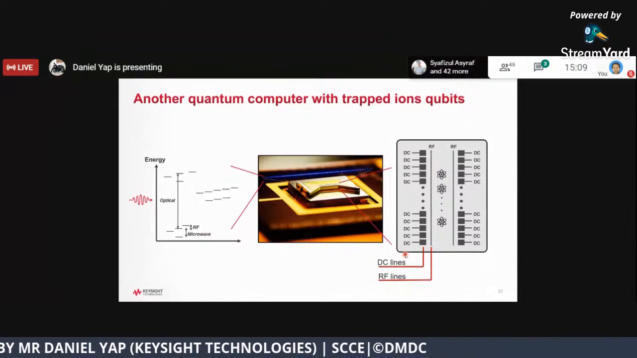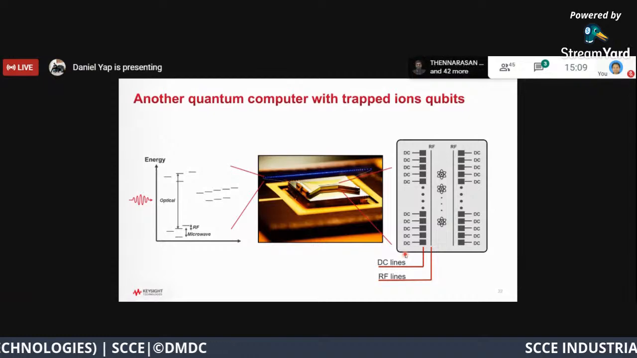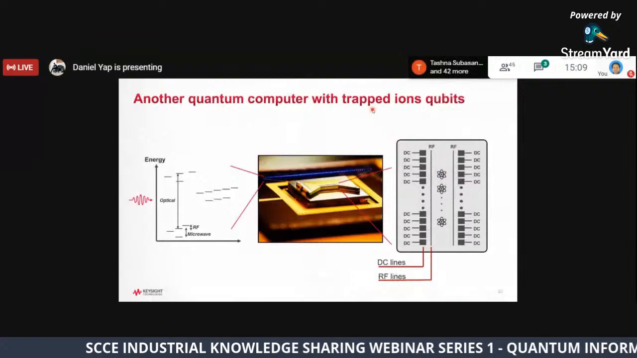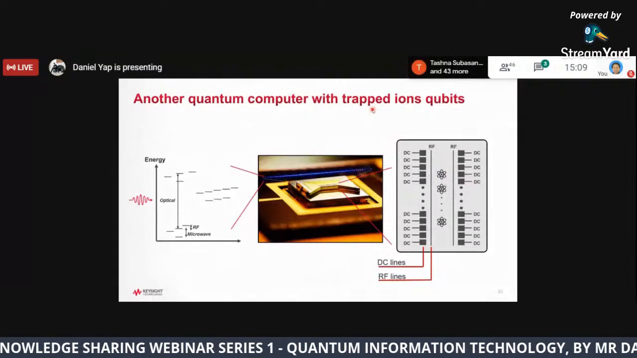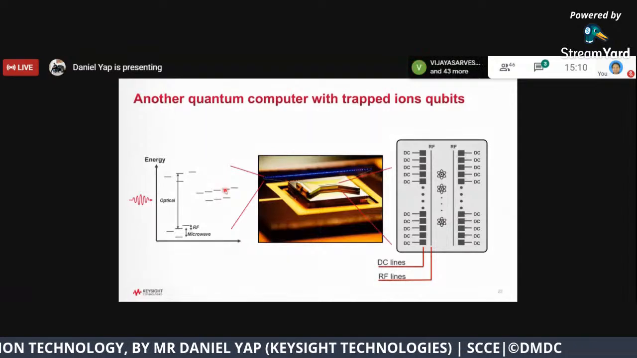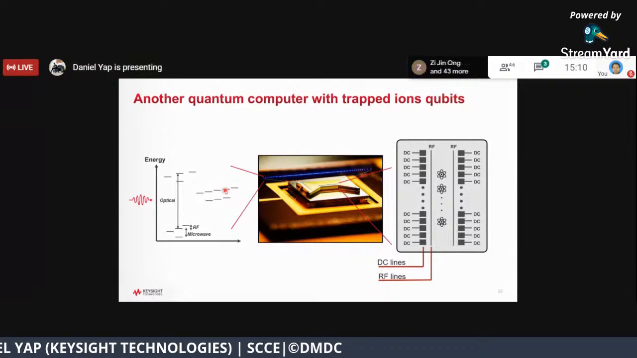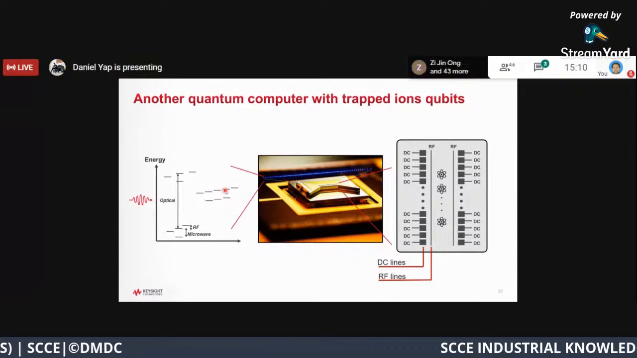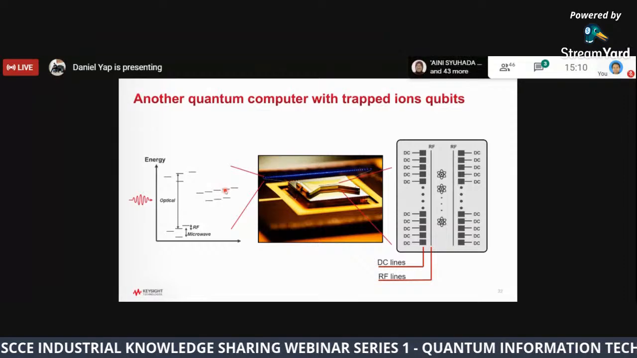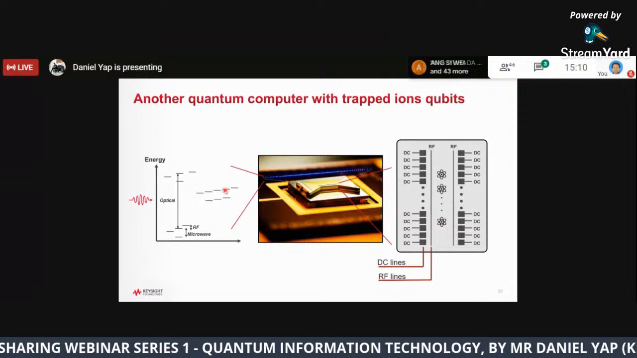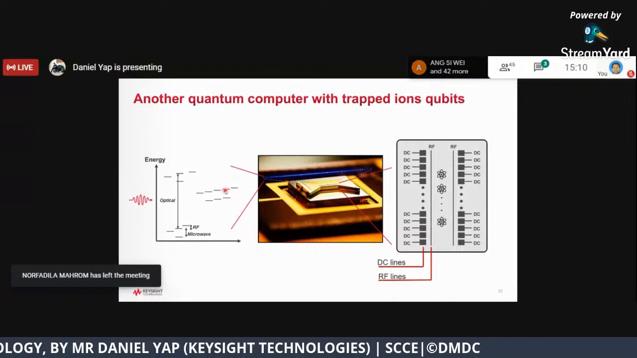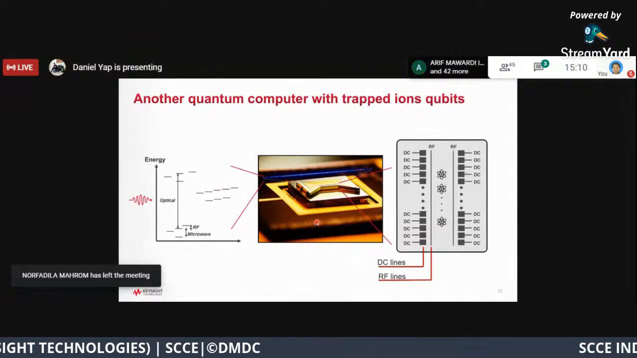Now, another type of qubit. Earlier on, I was talking about superconducting qubits. Another type of quantum computer is trapped ion qubits. This is based on optical. You can combine both optical and RF pulses together, and you have to align really, really precisely to get the information modulated. I think the word is modulated, both the RF signal and the optical signal. So this is how it works.